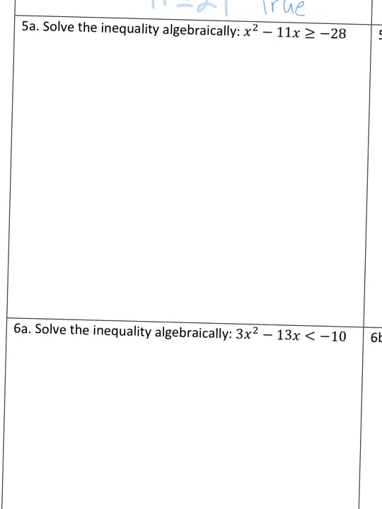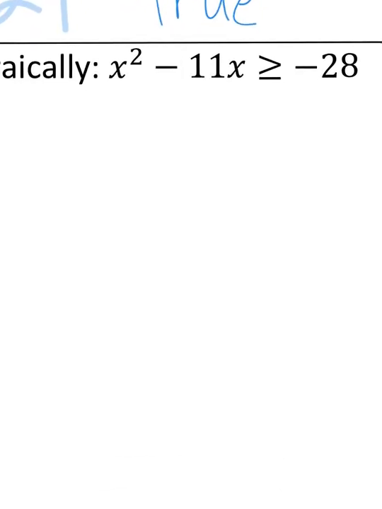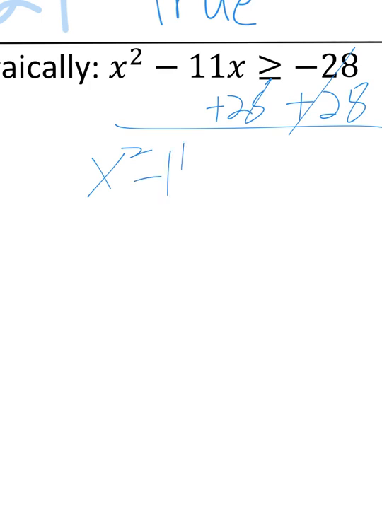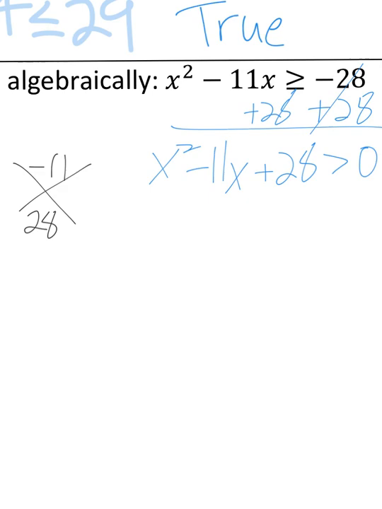So also on 4.6 was solving inequalities algebraically. So we're going to get everything to one side, and then we're going to factor it. So I'm going to add 28 over, and I'm going to get x squared minus 11x plus 28 is greater than 0. So I'm going to factor this. What are my factors of 28 that add up to negative 11? All right, so the third number, 28, the factors of 28 that add to the middle number, negative 11.